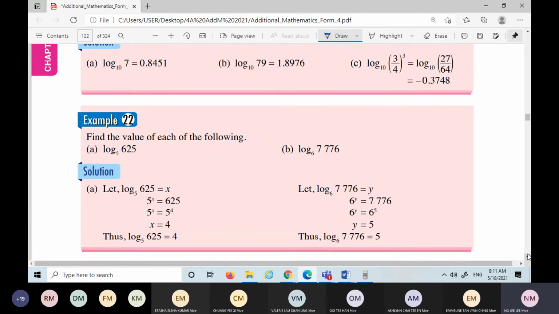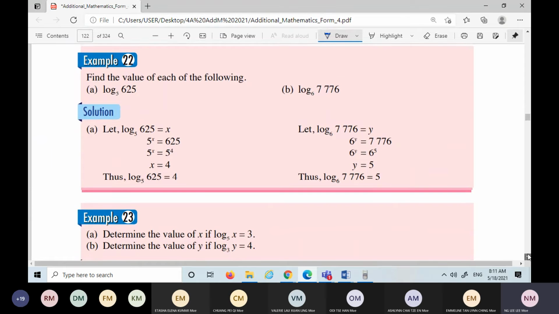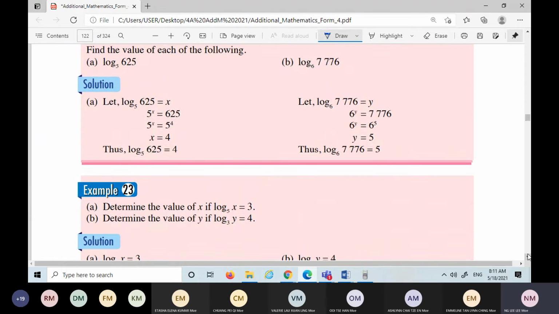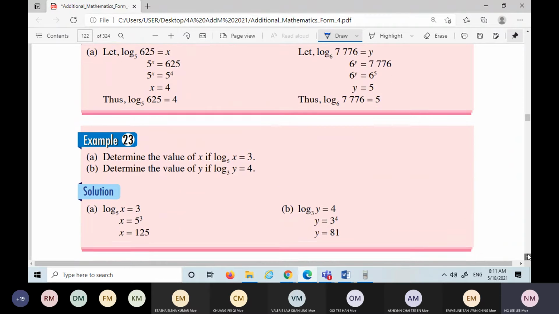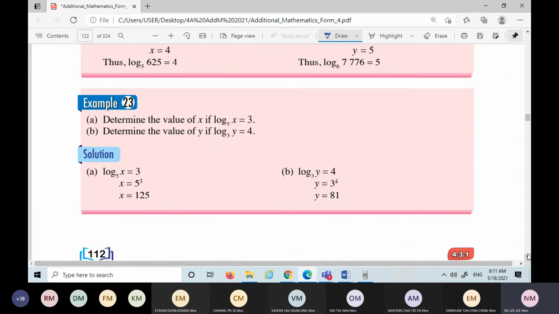The next one, this one I will skip. Example 22, I will skip because afterwards when you learn some laws, that one is even easier. Now we go to example 23.